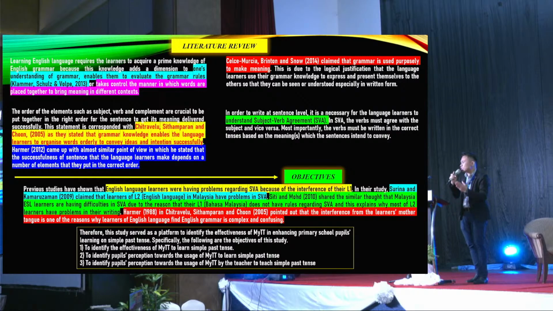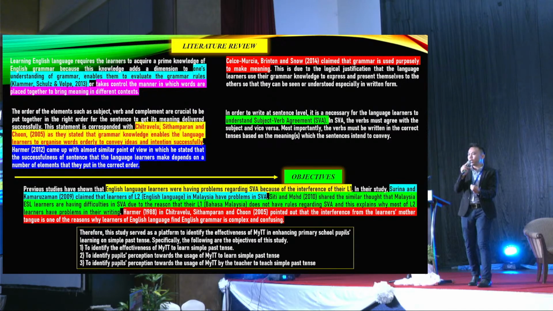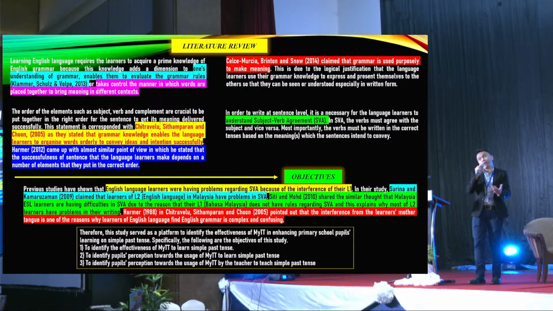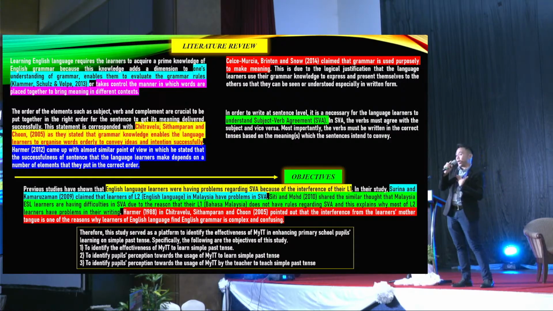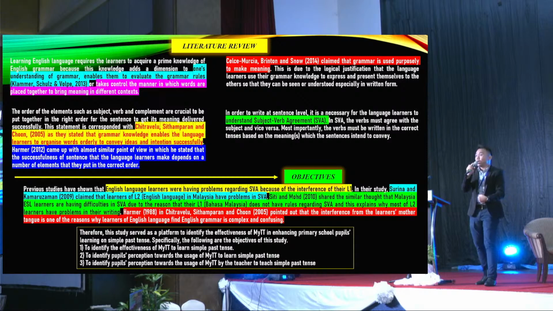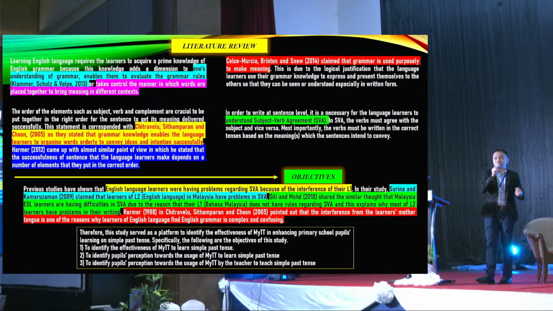They claim that grammar is used purposely to make meaning, whether in communicative learning or when we ask our students to write. Grammar helps us to make meaning of what we are trying to convey, whether teacher to students or student to the teacher. For example, I ate a piece of cake yesterday. So it shows that I ate a cake yesterday. But if I say I'm eating a cake now, it means that you are doing it now. So that's where grammar comes from. I ate is a simple past tense for the verb eat.